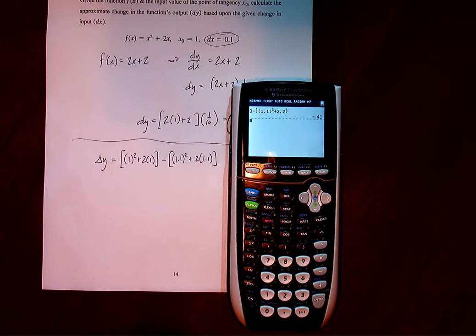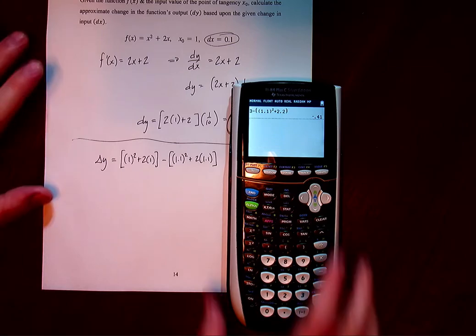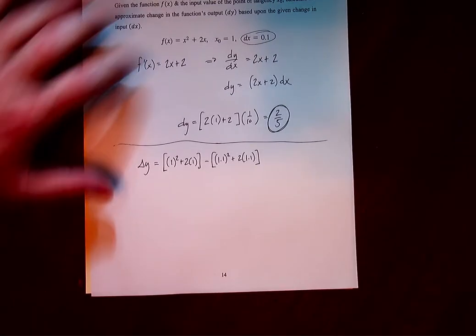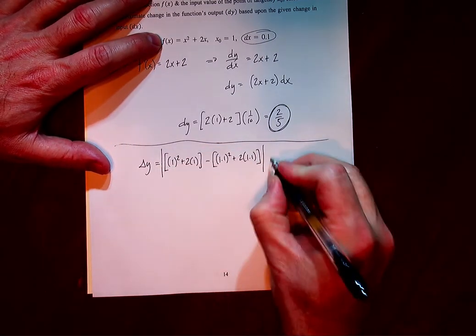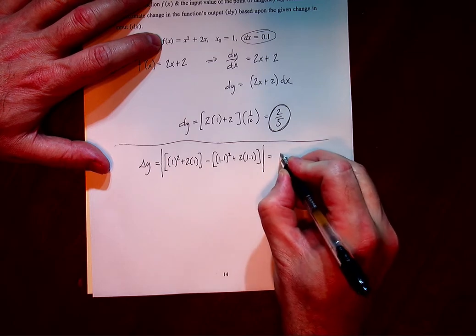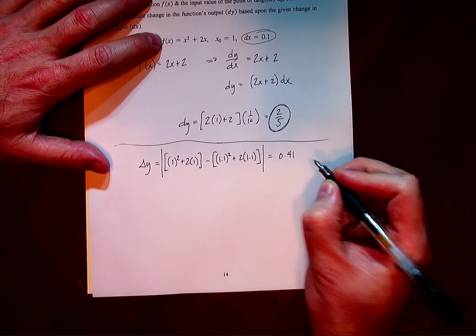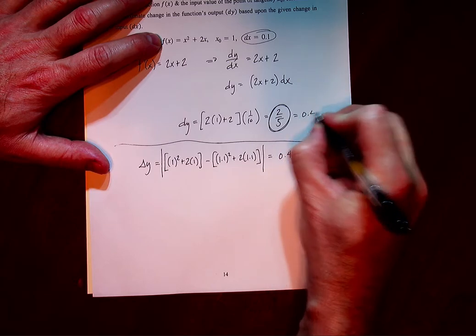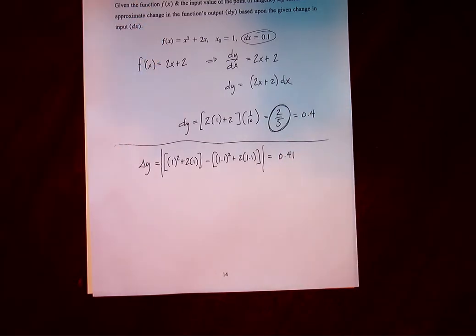and we get negative 0.41. Of course, absolute value bar that because we're dealing with distance here. So basically, once we put the absolute value bars around here, this winds up being 0.41. Well, of course, this is 0.4, and that is a pretty close approximation for the change.